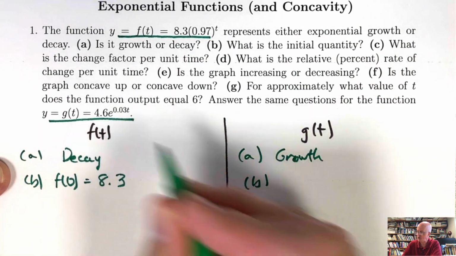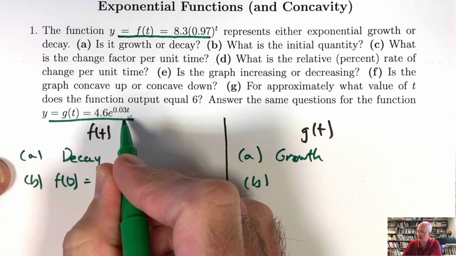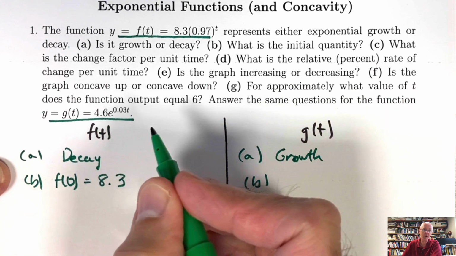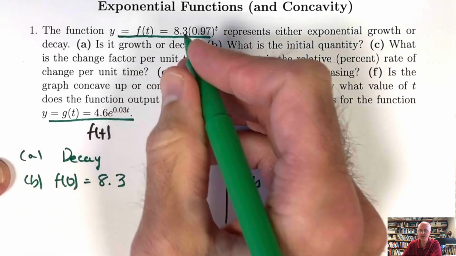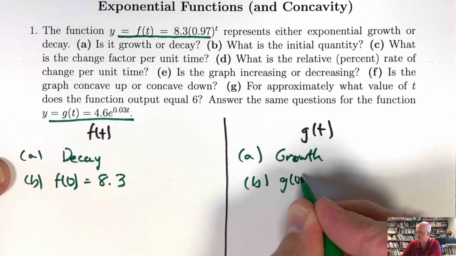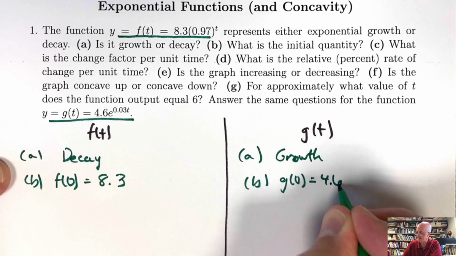What about for g of t? Plug in 0 there, you get e to the 0, which is 1. 4.6 times 1 is 4.6. So the coefficient that's in front in both cases is the initial quantity. g of 0 is 4.6.